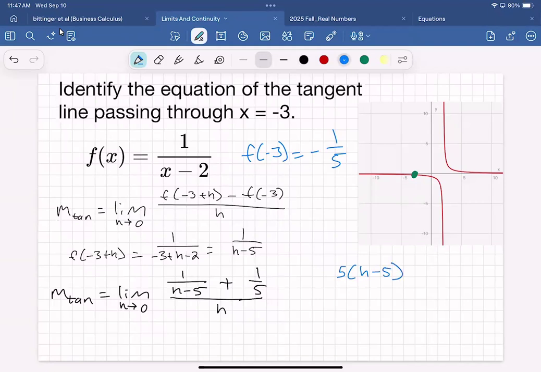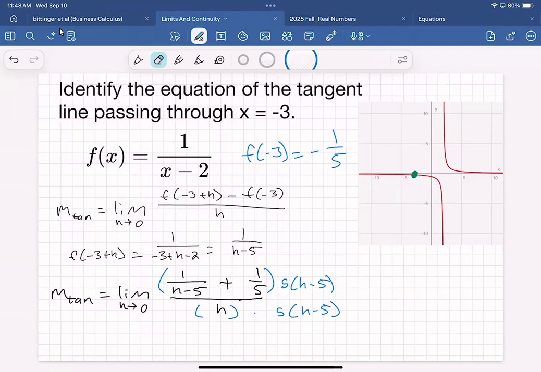The other thing that you're going to like here is we could just multiply the top and bottom by this, and it'll help me with the fact that I have fractions within a fraction. That'll eliminate the fractions in the numerator for me. But make sure you see that 5 times h minus 5, I just took that from the denominators that I currently have. Just make sure you see here the denominator, do not multiply it out.